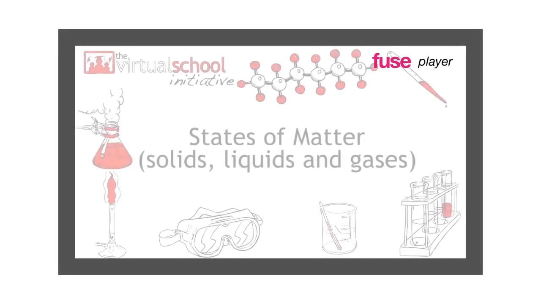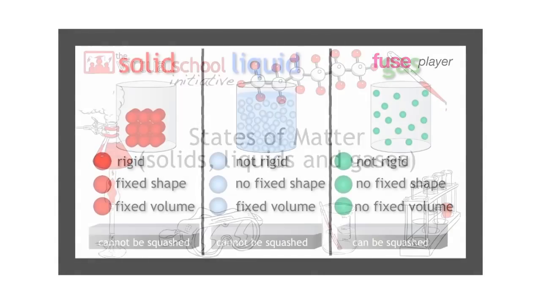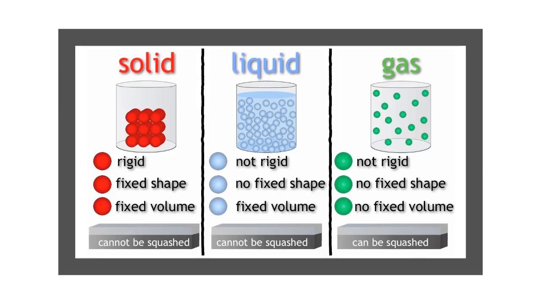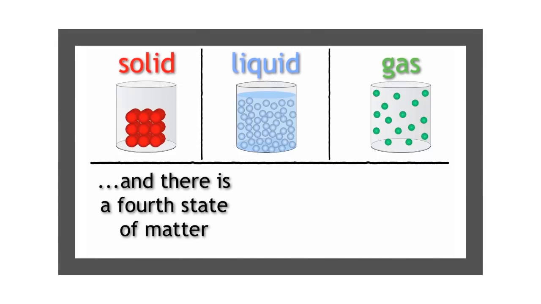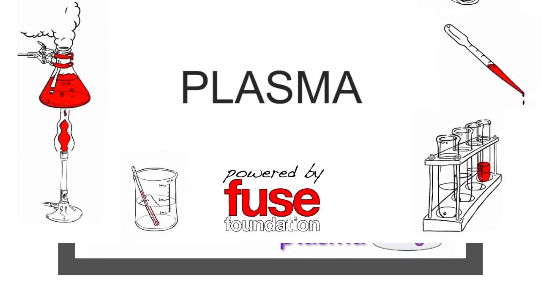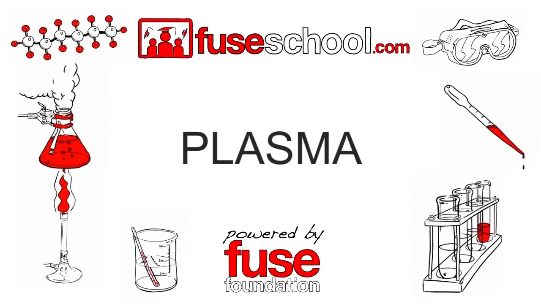You may have learned about the three states of matter, solid, liquid, and gas, in a previous lesson. Did you know that there is a fourth state of matter, plasma? In this lesson, we will learn about plasma.